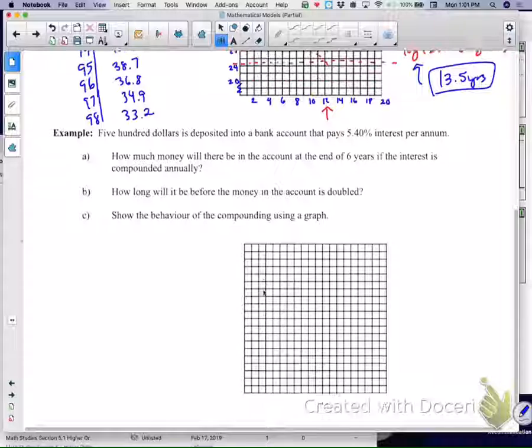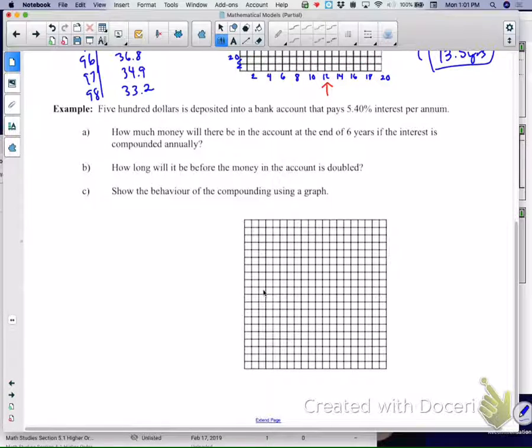All right, so the last part, we have $500 deposited into a bank account that pays 5.4% interest per annum, which means per year. How much money would there be in the account at the end of 6 years if the interest is compounded annually? How long before it's doubled? And then actually show the graph. Okay, so we have this formula that we've already used in here.